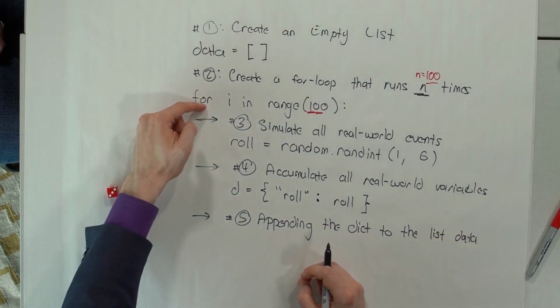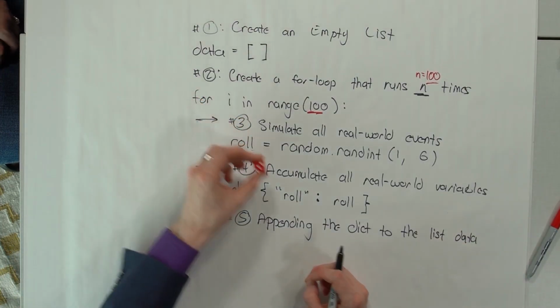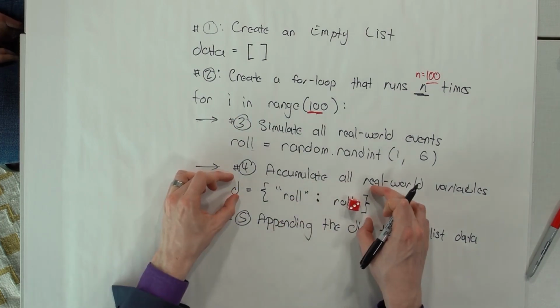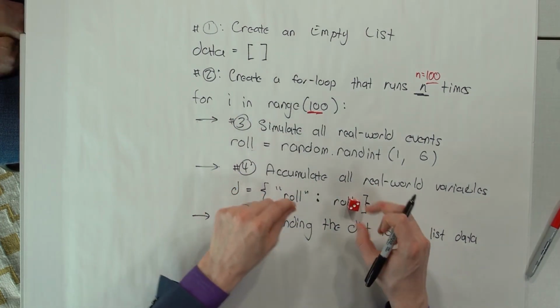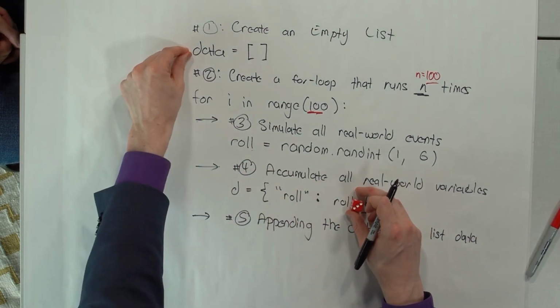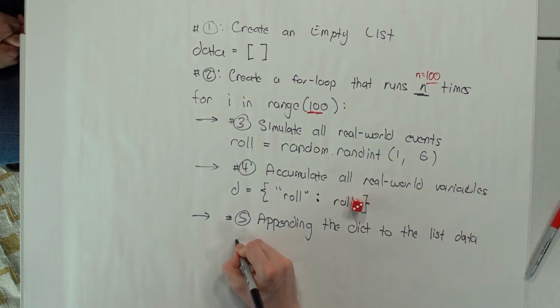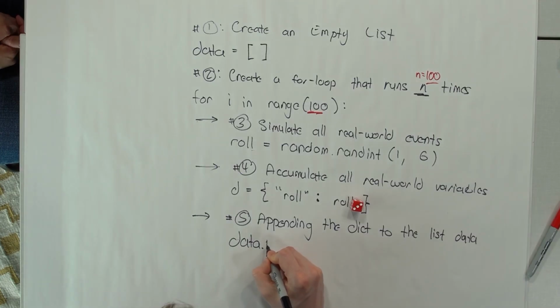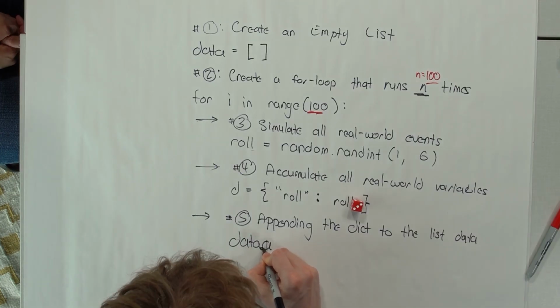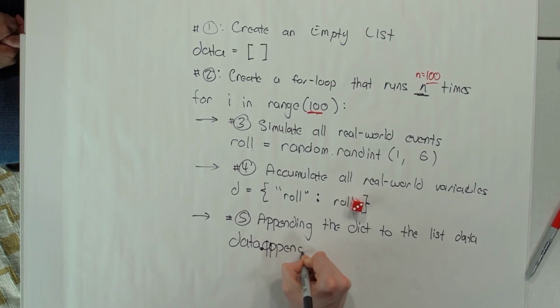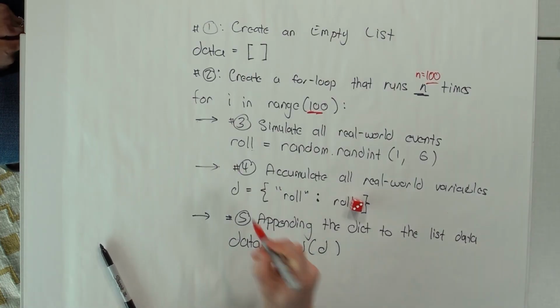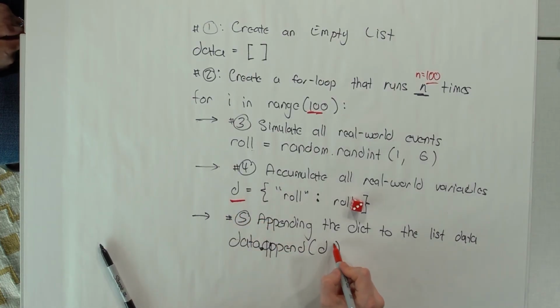So at this point, data is an empty list. The first time we run it, we get a roll, we get the value of 3, we accumulate the value of 3 inside of our dictionary, and now we want to add the fact that the first roll was a 3 to our list of data. That makes sense. So to do this, I'm going to do what we did with lists way back in the beginning of the class, and do data.append of d. And this is going to take this entire value of d of all my real world variables and put it into my list called data.